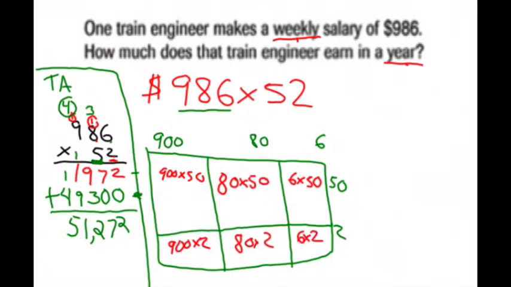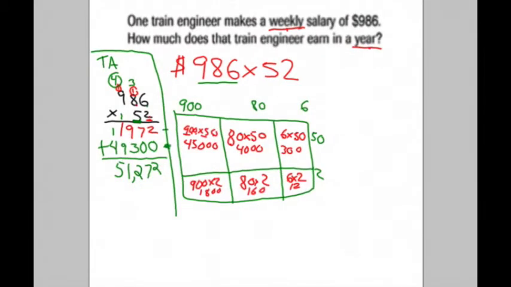All right. Now, I just solved these math facts. 9 times 5 is 45, I have to add 3 zeros. 8 times 5 is 40, and I have to add 2 zeros. 6 times 5 is 30, and I have to add a 0. 9 times 2 is 18, add 2 zeros. 8 times 2 is 16, add 1 zero. 6 times 2 is 12.